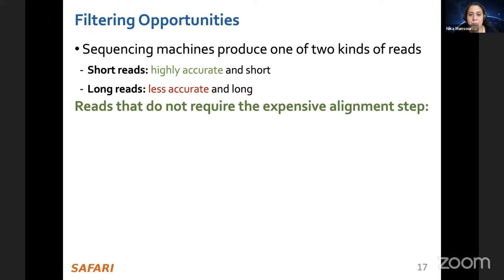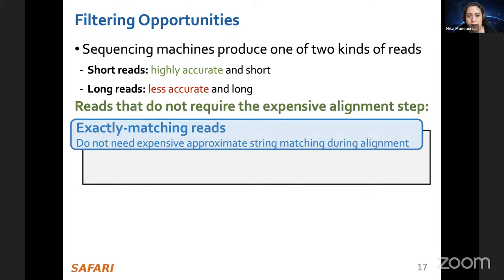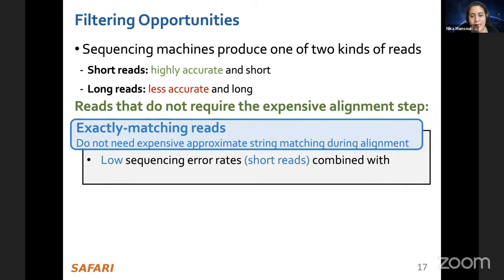And based on these reads, there are two key classes of reads that do not require the expensive alignment step. One is exactly matching reads, which do not require expensive approximate string matching because they just exactly match. Examples of these reads occur with low sequencing error rates, short reads, combined with low genetic variation. For example, humans usually do not have that much genetic variation.